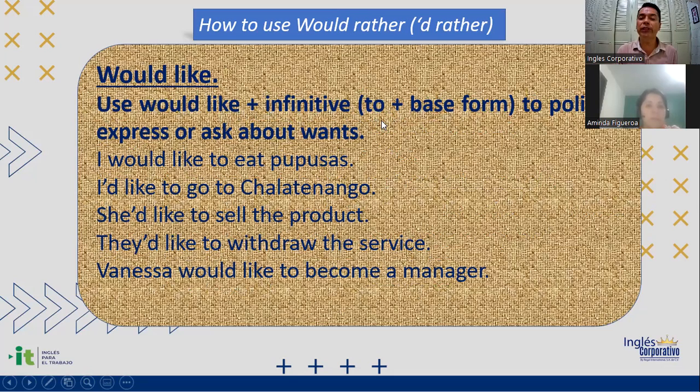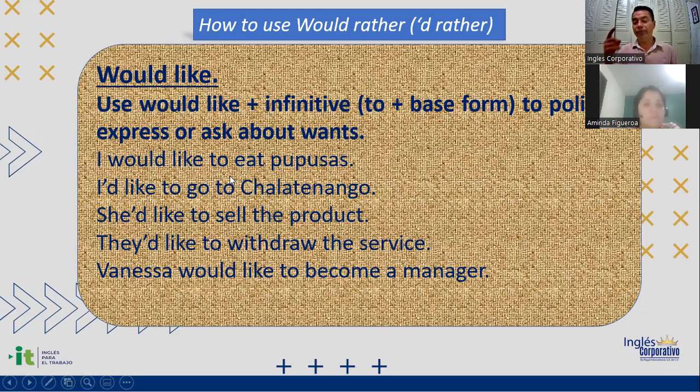When you use the preposition to, right? For example, you say, I would like to eat pupusas. I would like to go to Chalatena. I would like to sell the product. So you use the preposition to, Aminda.